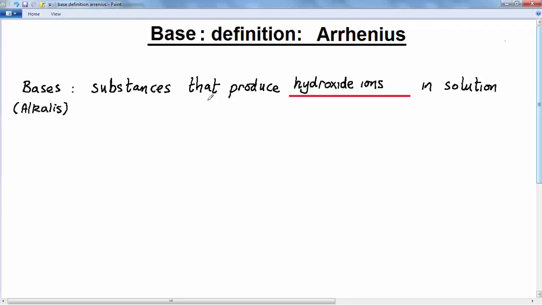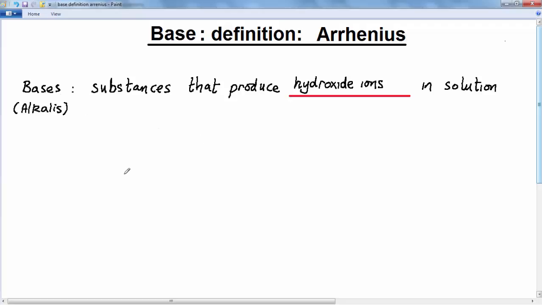However, the terms base and alkali seem to be so interchangeable in most curriculums, in most textbooks, that what we call an alkali is a base and what we call a base is an alkali. And so although we're using the word base in this definition, strictly speaking we're referring to alkalis. Okay, so we're going to continue using the word base rather than alkali in this lesson.